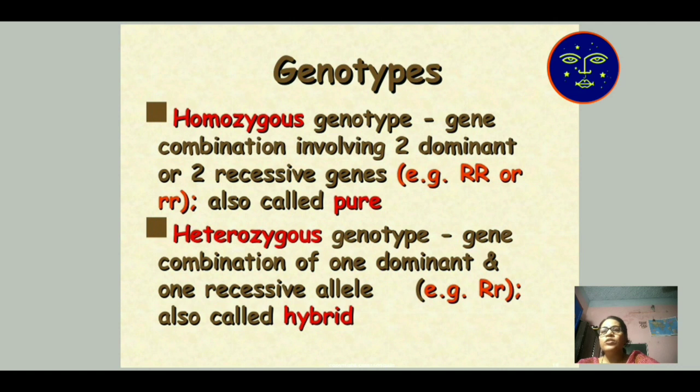Genotypes. Homozygous genotype is a gene combination involving two dominant or two recessive characters. The dominant character is represented by capital R and small r is for the recessive gene, which is also known as pure character. Whereas in heterozygous, hetero means a combination of two genes, either a dominant of one gene and a recessive of one gene, combined with each other. It is represented as capital R and small r, which is also called hybrid form.